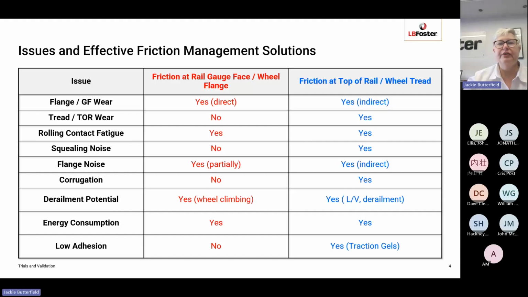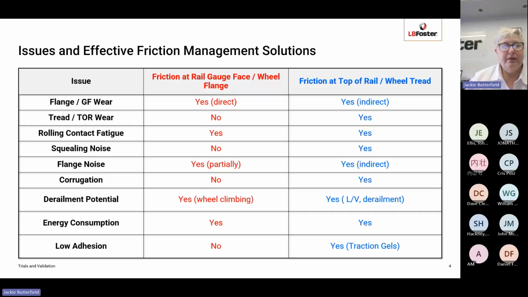So this table just summarizes the different issues that we've spoken about and which friction management regimes are particularly effective against them. You'll notice that some of them are listed as direct influences and some are listed as indirect influences. So just working briefly down the table, we have flange wear, gauge face wear. So obviously gauge face lubrication has a direct effect and a direct benefit against that. But friction modifier, friction at the top of the rail has an indirect effect. And that is because by applying a material to the top of the rail, we're reducing the coefficient of friction. Therefore, we're reducing the lateral forces and the angle of attack in the curves. So therefore, you're reducing the flange contact slightly.